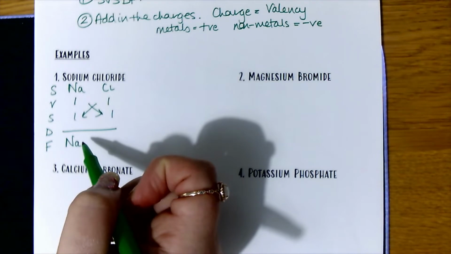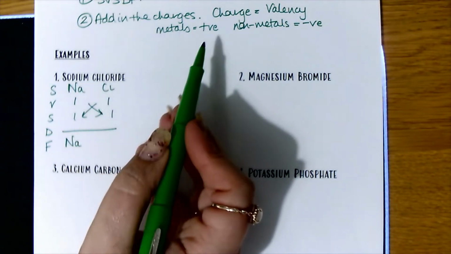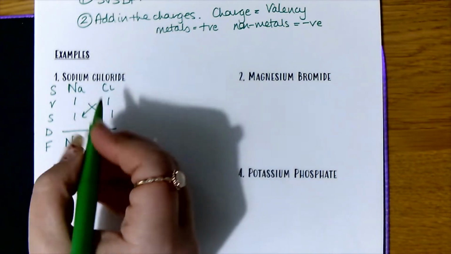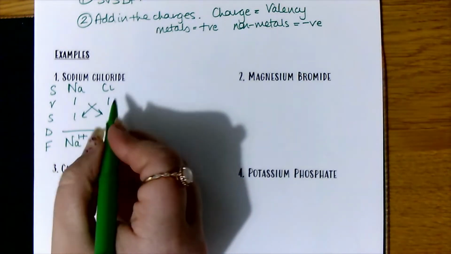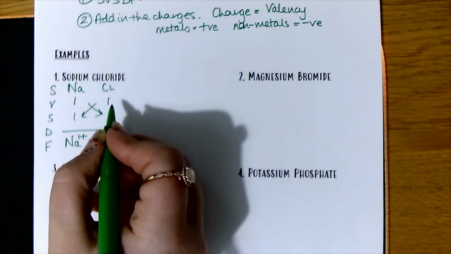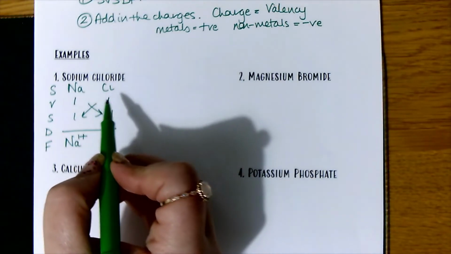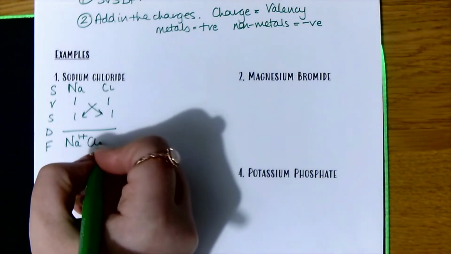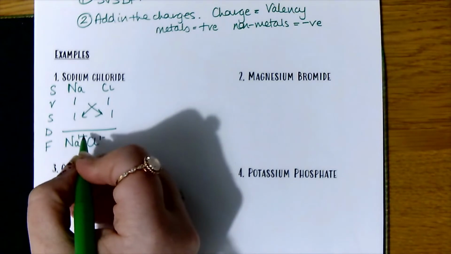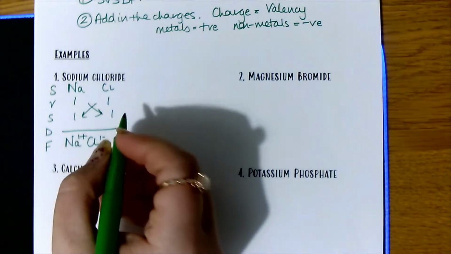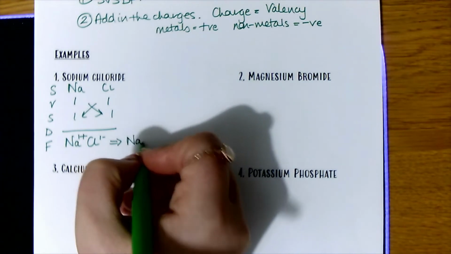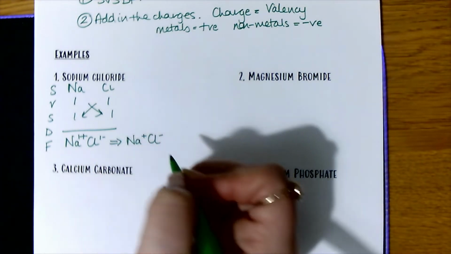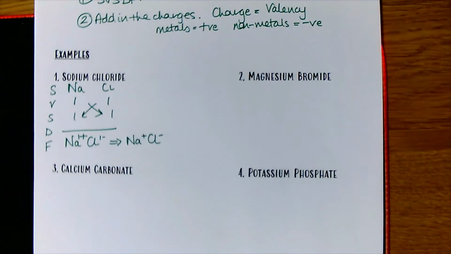Now here's where you have to write your charges in. Sodium is a metal, so it's going to have a positive charge. It has a valency of 1, so it's going to have a charge of 1 plus. Chlorine is a non-metal, so it's going to have a negative charge, has a valency of 1, so its charge is going to be 1 negative. Now we wouldn't usually put the 1s in when we write this, so we would write this as Na+ Cl-.